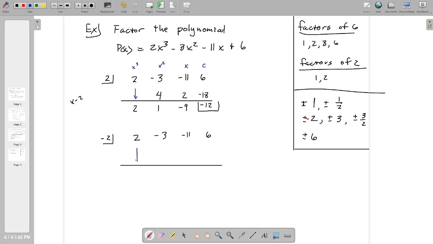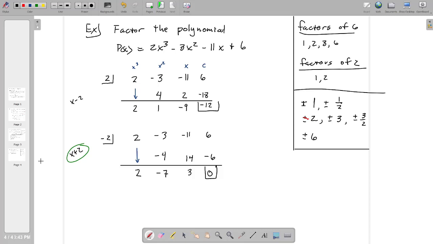We bring the 2 down. -2 times 2 is -4. We add, we get a -7. -2 times -7 is +14. We add, we get a 3. And 3 times -2 is -6. And we add, we get a 0. So notice that we have a remainder of 0. Now, since we have a remainder of 0, that means that x plus 2 is a factor of this polynomial. So we can keep that as a factor. And then we can move on to something else.